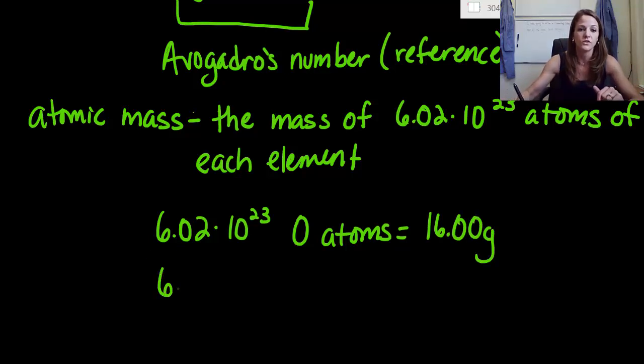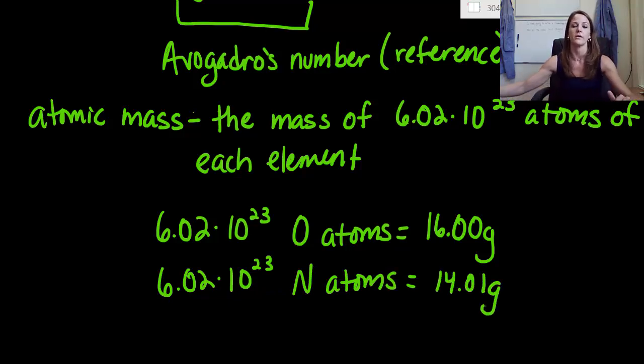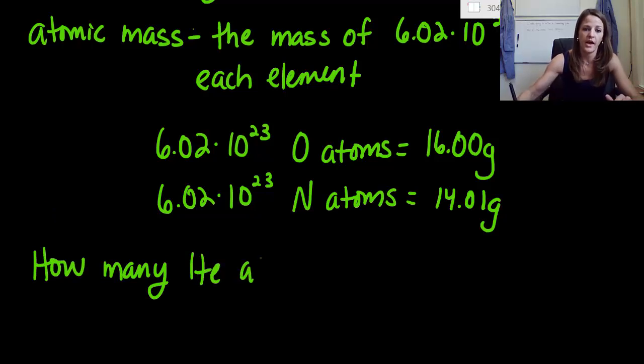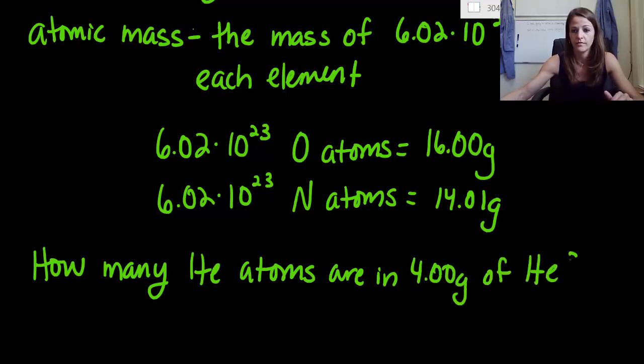We could also do this for nitrogen. If we wanted to know the mass of 6.02 times 10 to the 23rd nitrogen atoms, we would simply look at the periodic table and it would say 14.01 grams. So now I'm going to ask you to try this. How many helium atoms are in 4.00 grams of helium? Good luck.